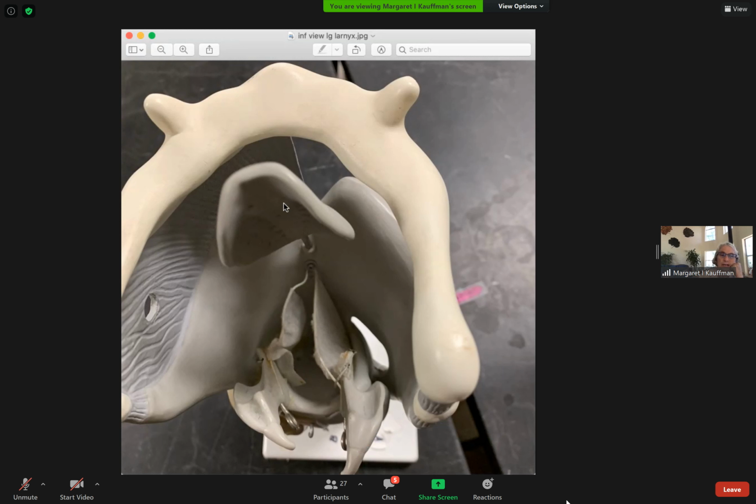And then they have the little epiglottis on a flexible pin to show you how, if you bend this down, it would cover this passageway. That's the hyoid bone, and we're looking down like we would in a laryngoscope down somebody's throat.